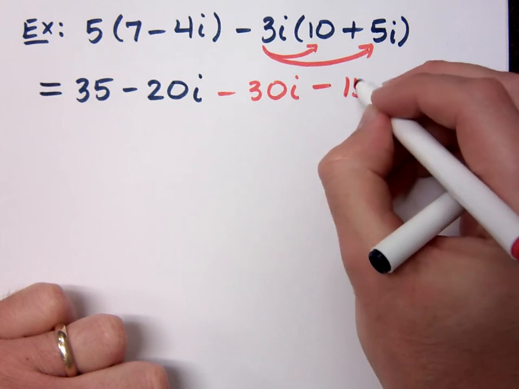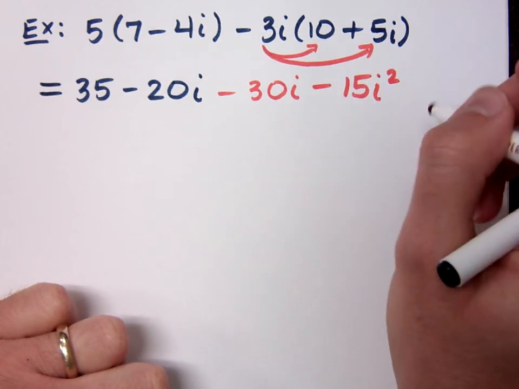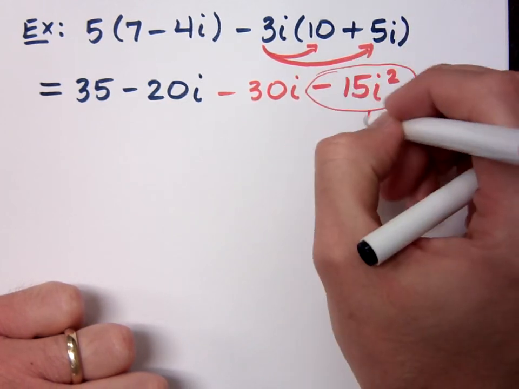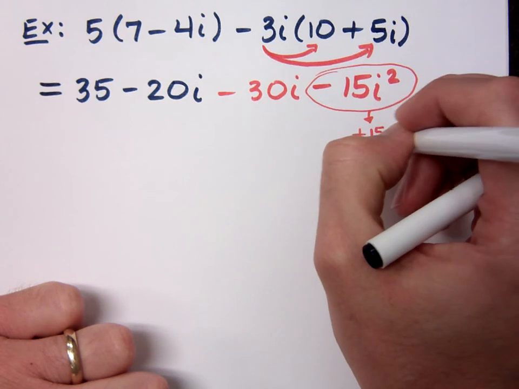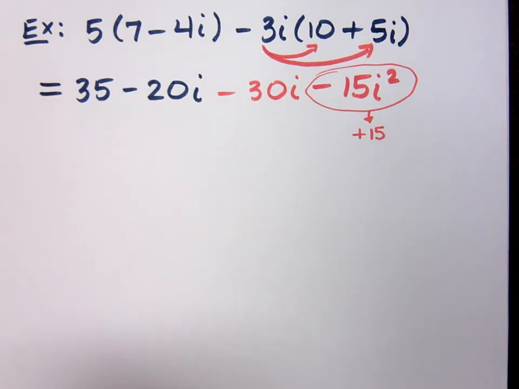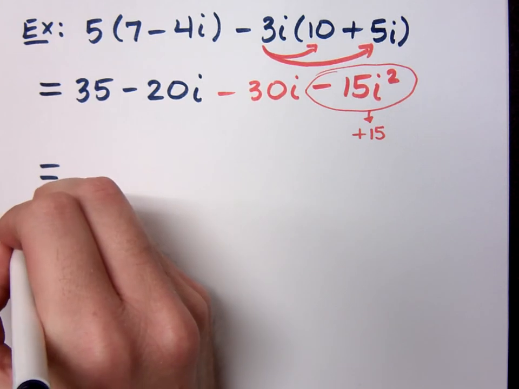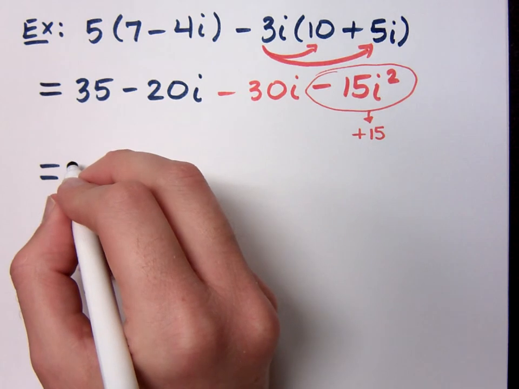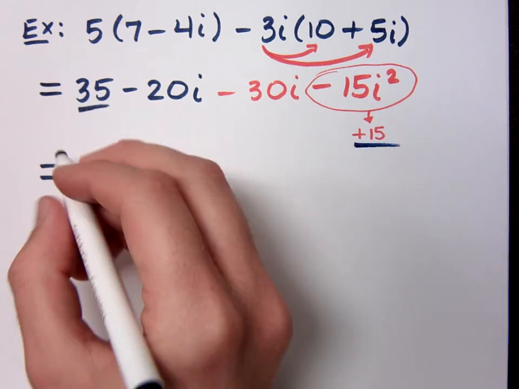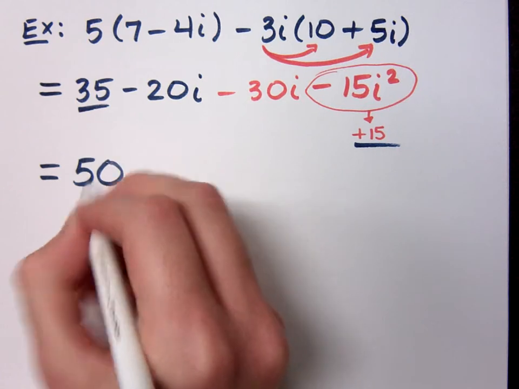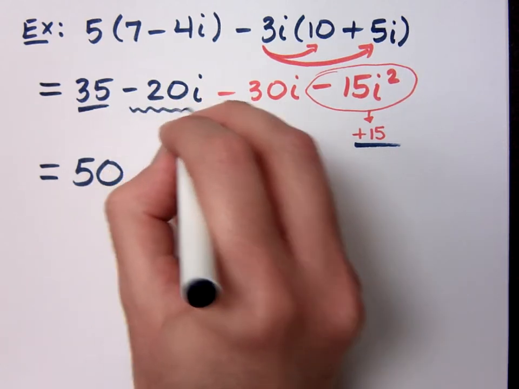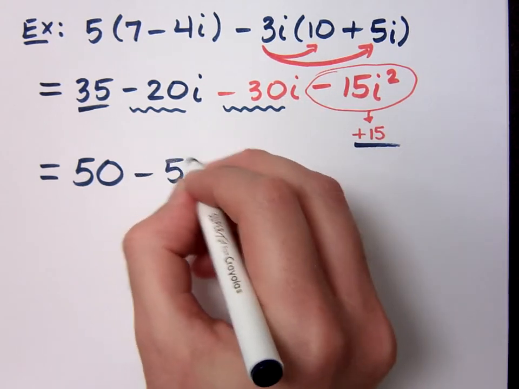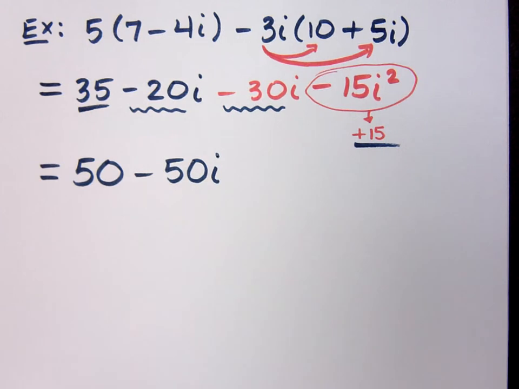Now be careful, you got i times i, so that's i squared, so minus 15i squared. Everything here is okay except for the i squared term. What does this minus 15i squared become? Positive 15. So when I combine like terms, combine the real parts first, what do you have? I've got 35 plus 15 is 50. Minus 20i minus 30i is minus 50i.